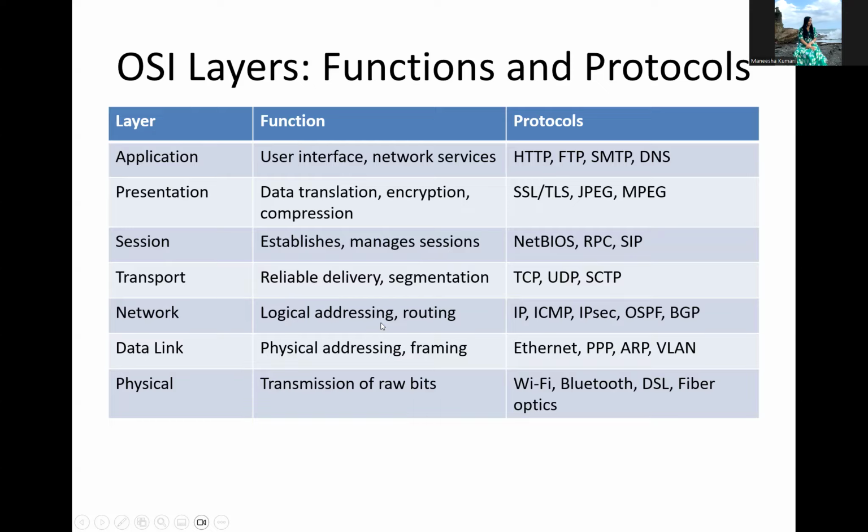Network layer: logical addressing, routing. IP, ICMP, IPsec, OSPF, BGP are examples of protocols in this layer. Sorry, I just read that again. Data link layer: physical addressing and framing of the data happens. Ethernet, PPP, ARP, and VLANs are the examples. Physical layer: transmission of raw bits. Wi-Fi, Bluetooth, DSL, fiber optics are the examples.